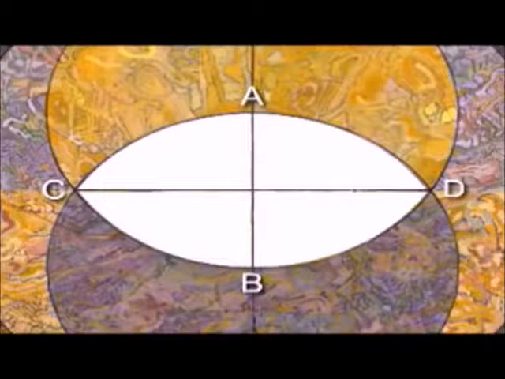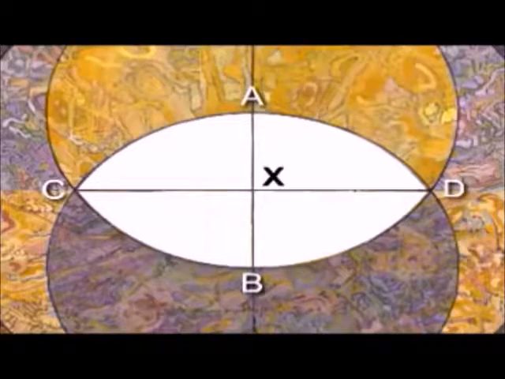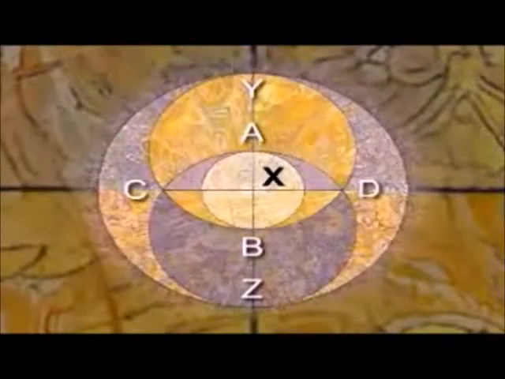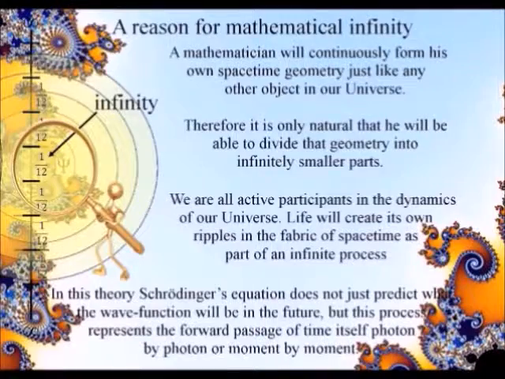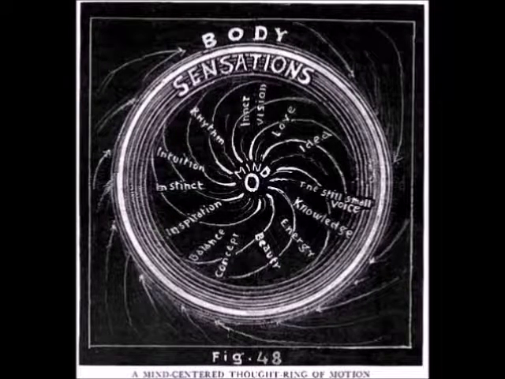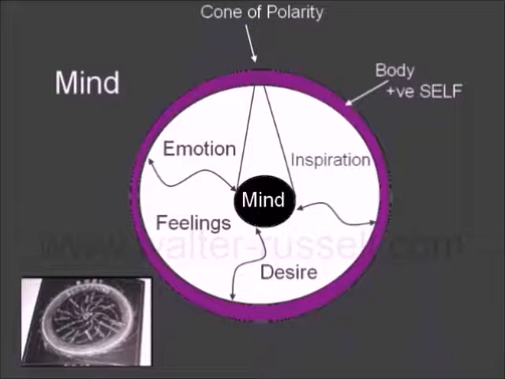Those two points, C and D, bisect the Vesica Piscis and create the cross in the center and a new center, point X. So this introduces the transcendental nature of this pattern. It slips all the way into infinity and all the way out to infinity with smaller and smaller overlapping circles and larger and larger overlapping circles, all the way to infinity.